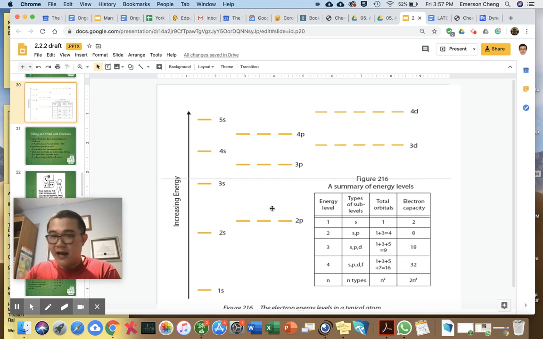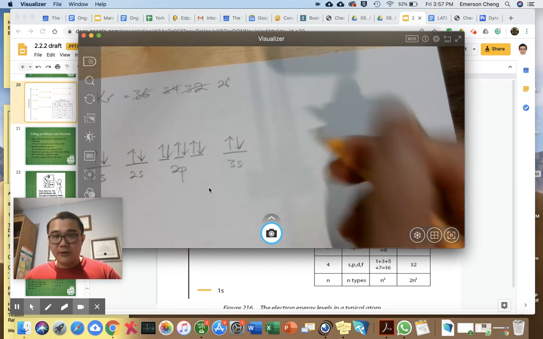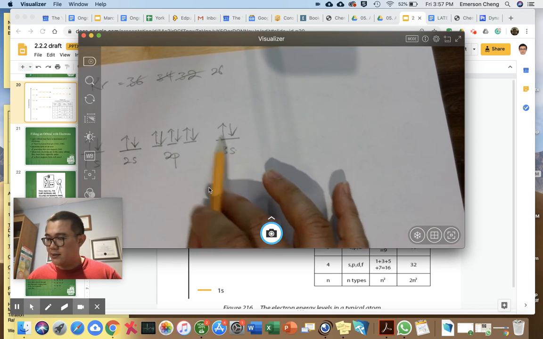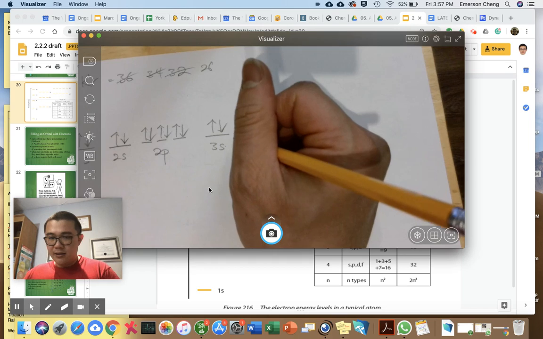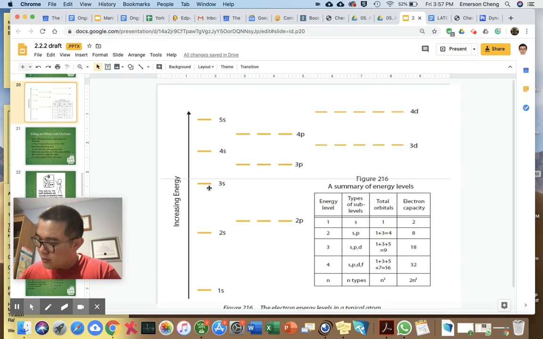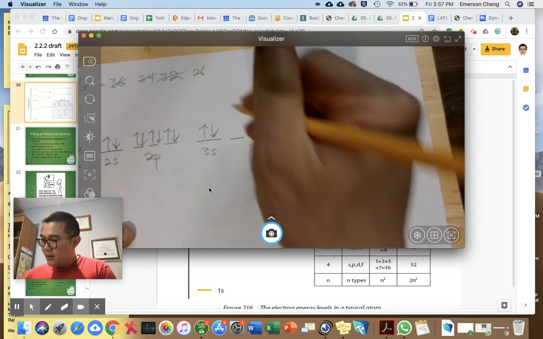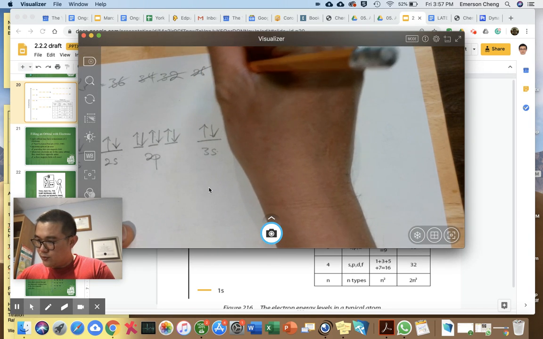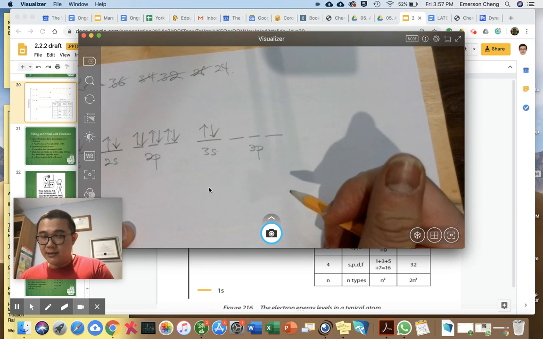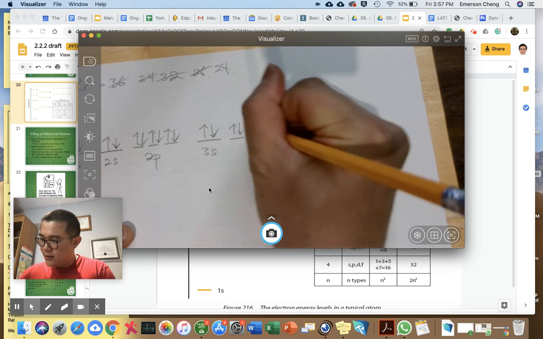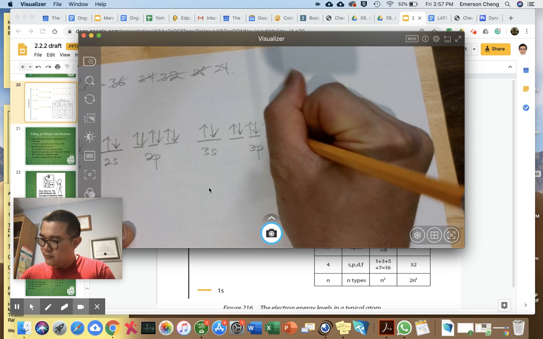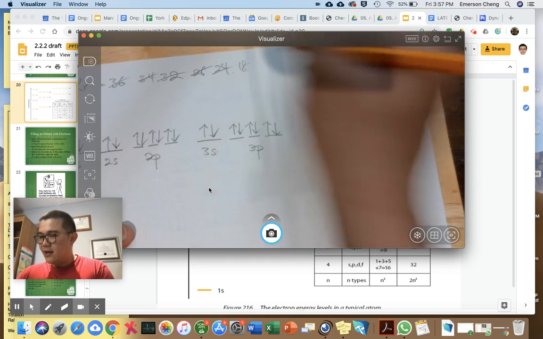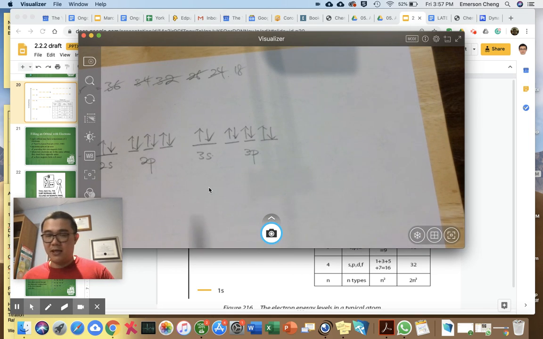So where am I? After 2p, I fill the 3s. Again, 3s can accommodate 2 electrons, so draw like this. Now, 3p. 3p has 3 slots. This is 24. Now I can take out 6 of them. So again, like this. Now I have 18.